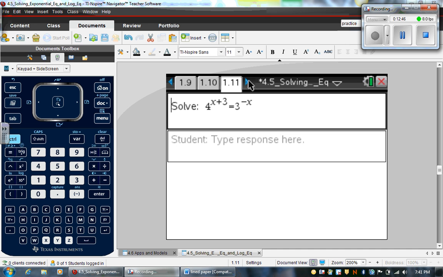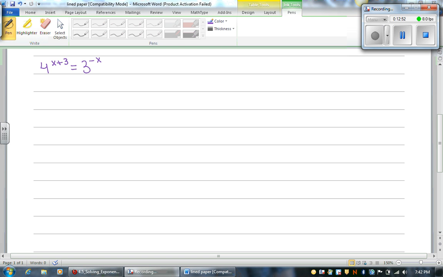Okay, so let's try another exponential equation here. I have 4 raised to the x plus 3 equals 3 raised to the negative x. Since we're dealing with an exponential equation here, I'm going to use the logarithm again. Now I'm not going to use natural log because I'm not dealing with a base of e. We're going to use just a common log. So log of 4 raised to the x plus 3 equals log of 3 raised to the negative x.